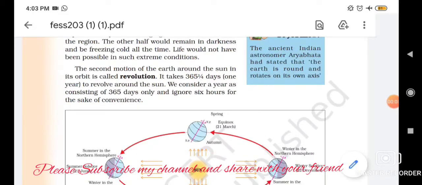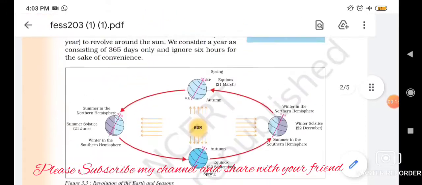The second motion of the earth, around the sun in its orbit, is called revolution, and it takes 365 days and 6 hours, but we consider a year as 365 days. For the sake of convenience, we ignore the 6 hours.